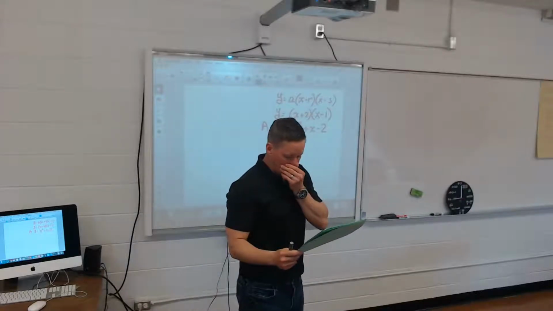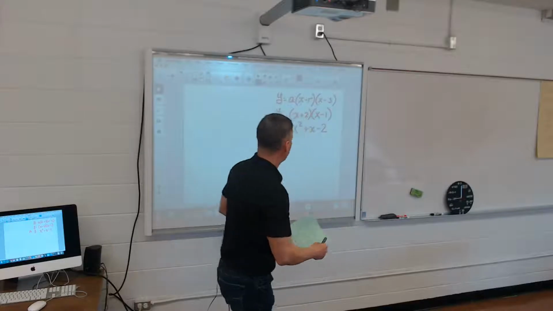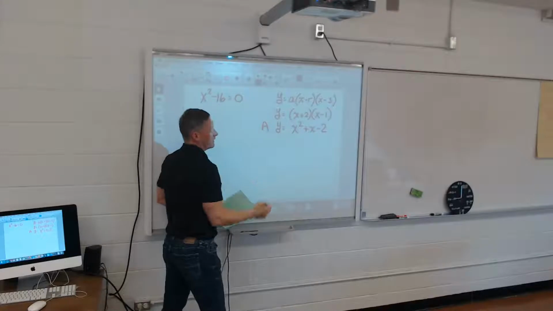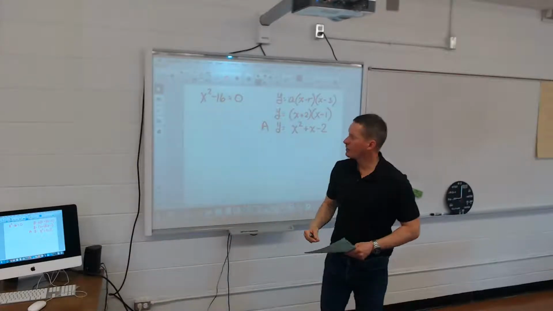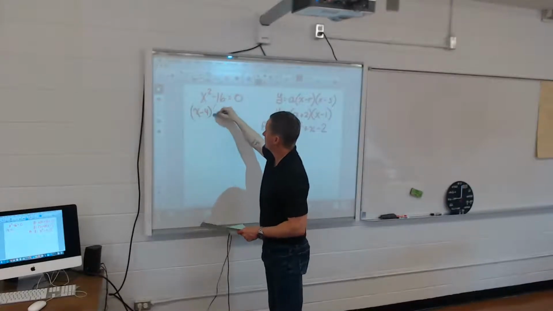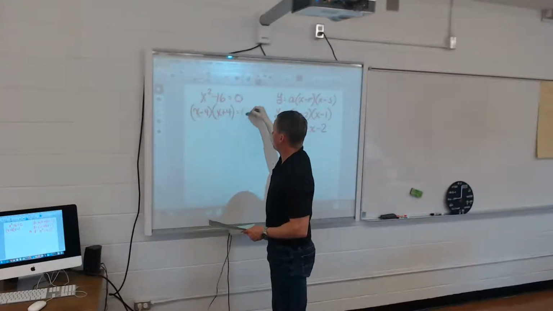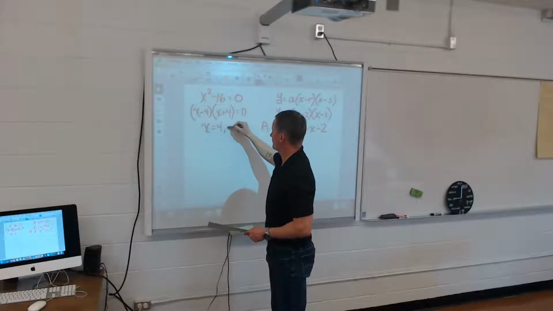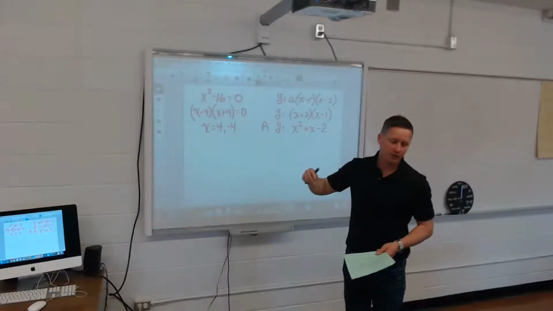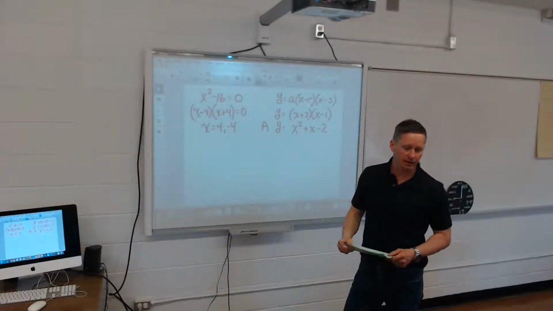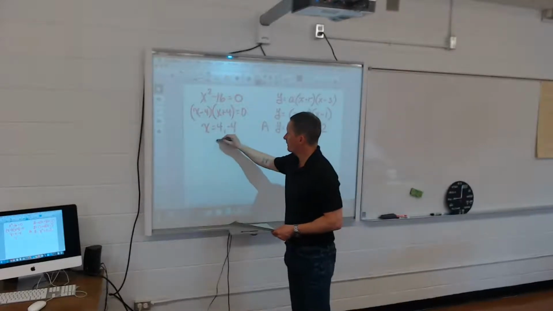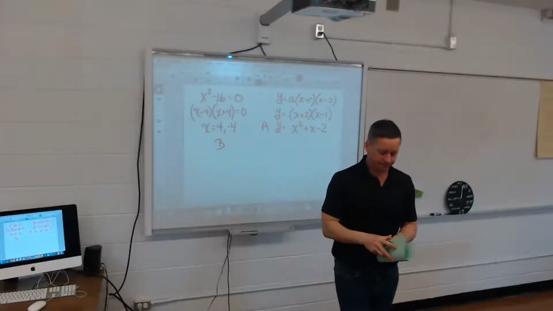B, one of the vertical asymptotes of the graph. So the vertical asymptotes always occur when the denominator is equal to 0. So I have x squared minus 16 equals 0. That's a difference of squares. I could also just add 16 to the other side and square root it, and I would still get the same answer of 4 and -4. So the answer for number 2 was B.